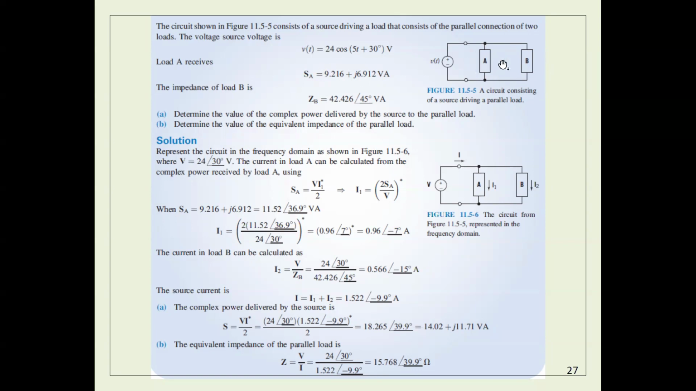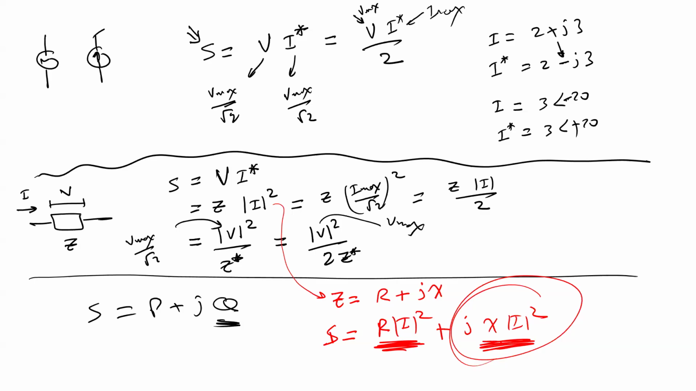And I need to find the impedance of A, given the power and given the voltage. Can you do that? Yes. You have only one formula to do that. If you go back to here, I can use this formula. You have the voltage, you have the power, and I want to find Z.